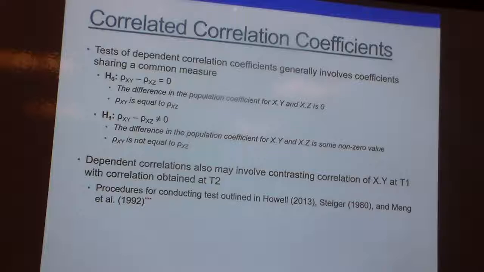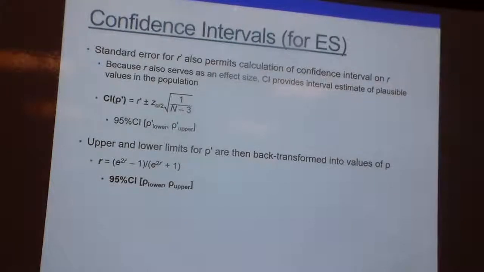Questions on any of this? All right, cool. So what if we want to calculate confidence intervals for our effect size R? Because we can calculate a standard error for R prime, we can use the standard error on R prime to calculate a confidence interval around this correlation coefficient.